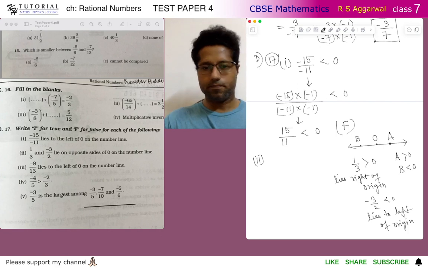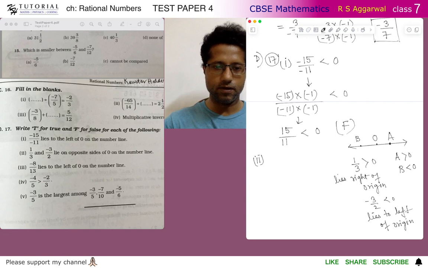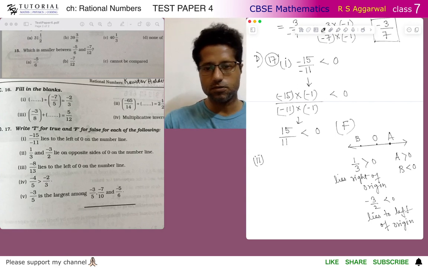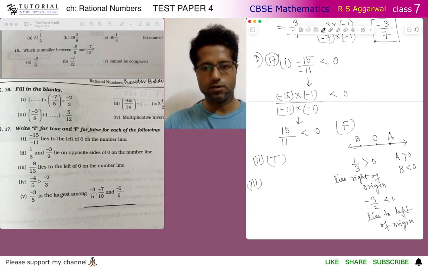Origin means 0. Origin in the number line represents the number 0. So definitely this is true. Part 3. Minus 8 by 13 lies to the left of 0 on the number line.